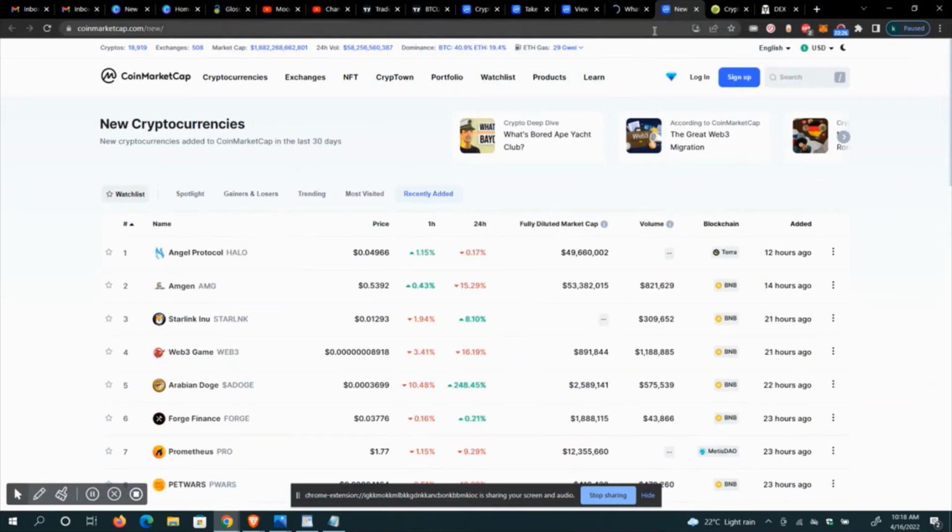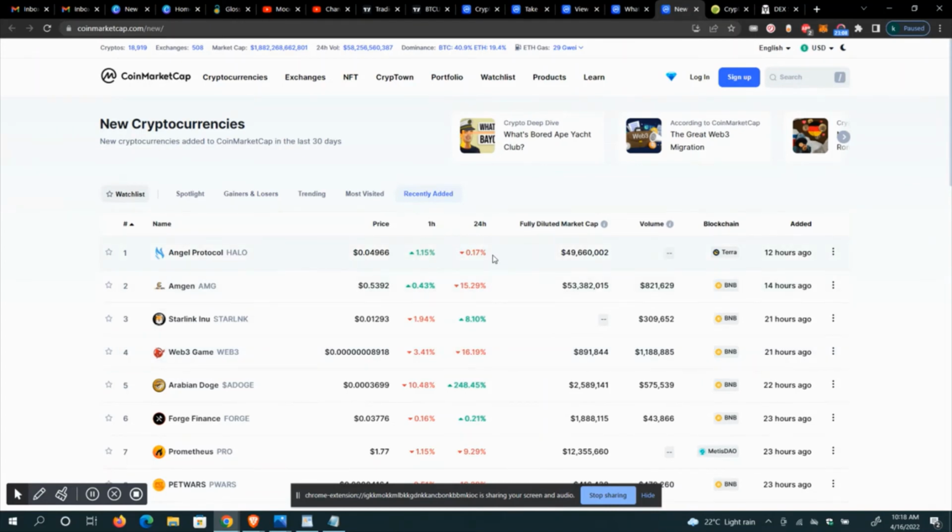So you come also to the new cryptocurrencies. These are cryptocurrencies that just listed. In the last 1 hour, this coin has gone up by 1%. In the last 24 hours, it has gone down by 0.17%. The market cap is about 49 million, thereabout. It's under the blockchain of Terra. So you look up here to get information about the coin: the fully diluted market cap, the volume, and the blockchain that is powering it. These coins are new cryptocurrencies that have just got into the market.